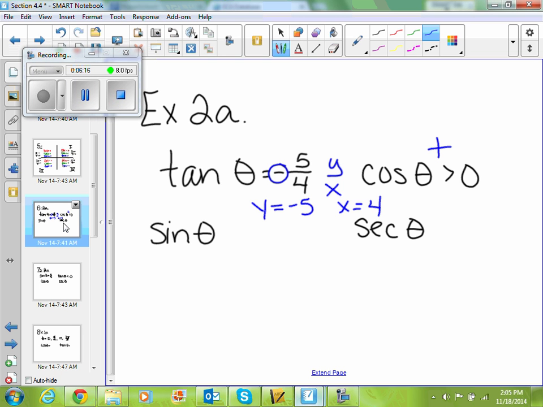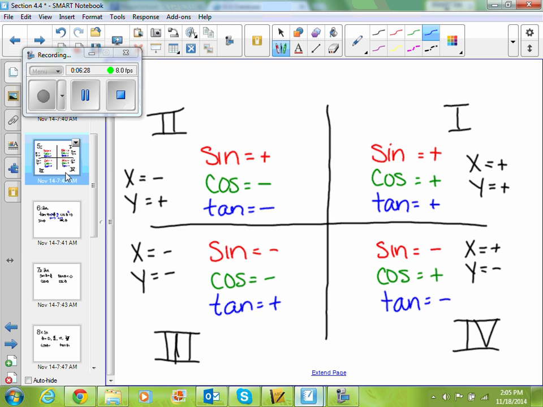This tells me that when cosine is greater than 0, cosine is positive, because any number greater than 0 is positive. So if I go back to this table, cosine is only positive in 1 and 4, because it's negative over here. And if it's only positive in 1 and 4, then either my x and y both have to be positive, or my y has to be negative while my x is positive.